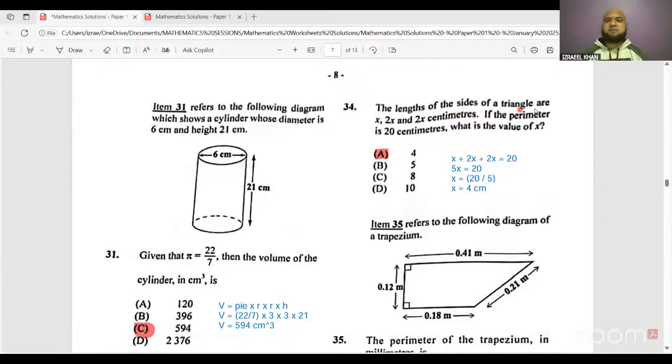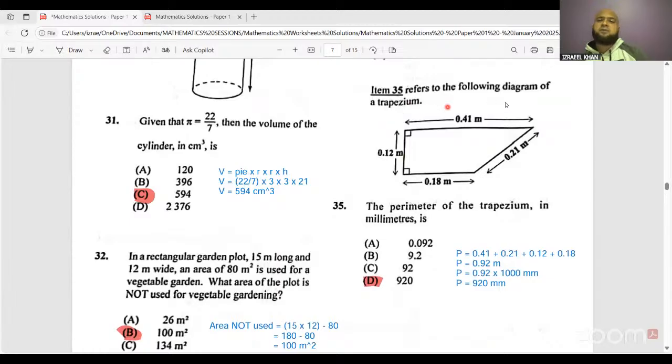34. Lengths of the sides of a triangle are x, 2x, and 2x. Perimeter is 20 centimeters. What's the value of x? All right. If we add everything, it will give us the perimeter of 20. So it's x, add 2x, add 2x again to give me 20. x add 2x is 3x. 3x add 2x is 5x equal to 20. And what we do is divide 20 by 5. You get 4 cm. Right, they ask for x, and we get x as 4. That's E.